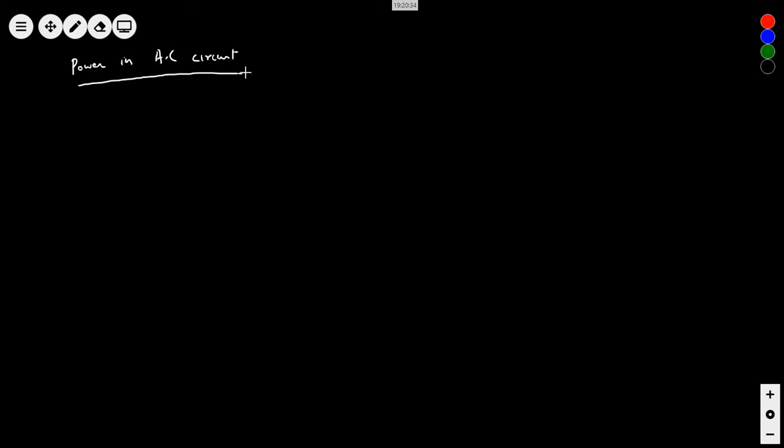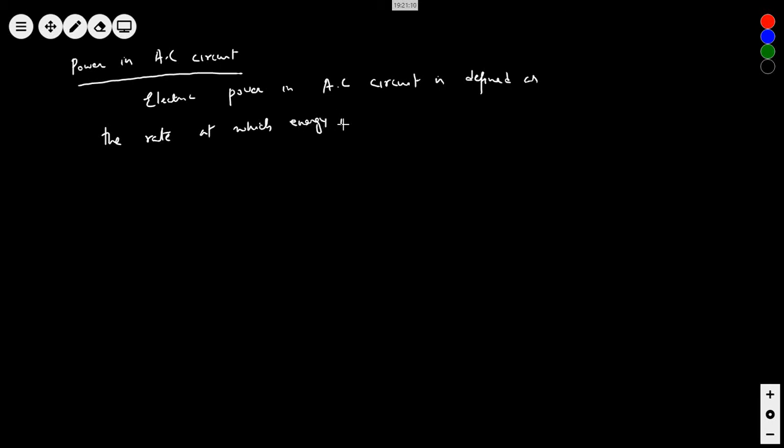How do you define it? So electric power in an AC circuit is defined as the rate at which energy is consumed in the electric circuit.